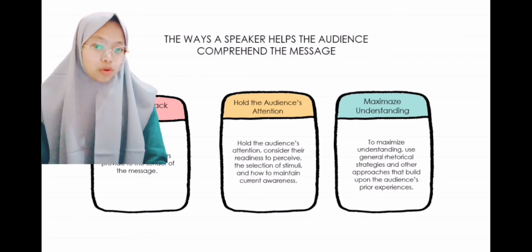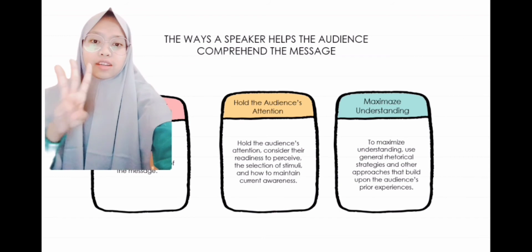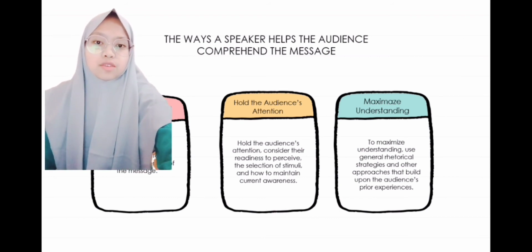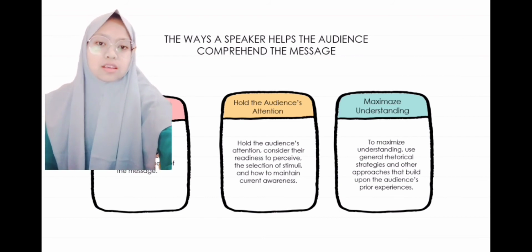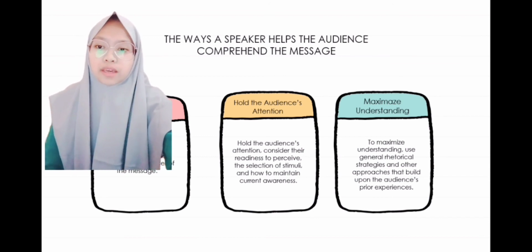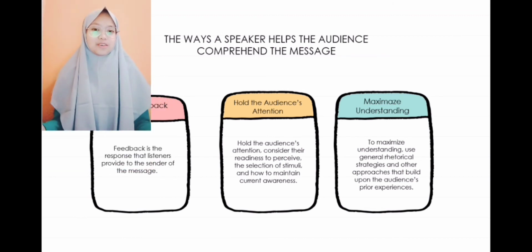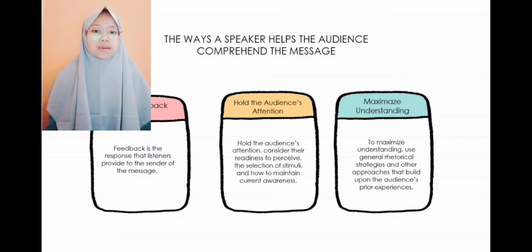Feedback is the response that listeners provide to the sender of the message. There are 3 kinds of feedback. The first is verbal feedback, the second is non-verbal feedback, and the last is feedback electronically captured from a large or remote audience. However, much of non-verbal feedback can be unconscious physically. Body language can provide feedback for you.